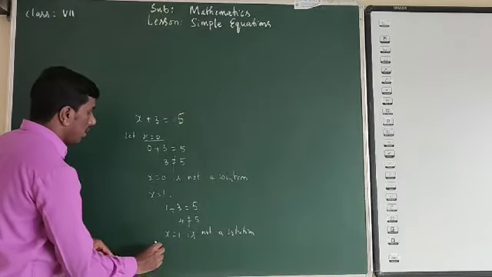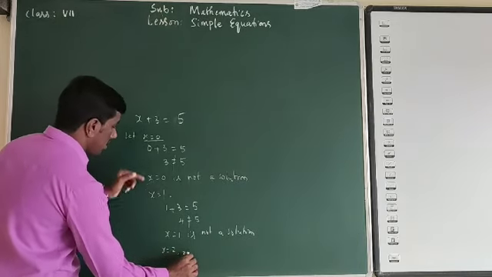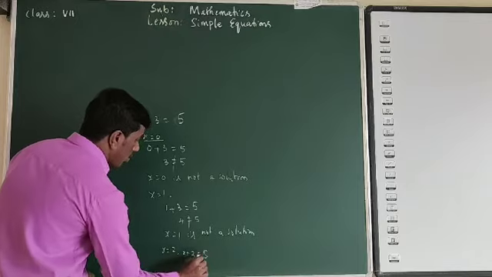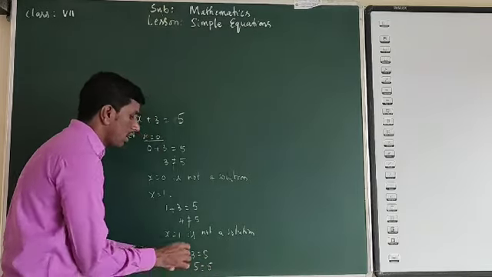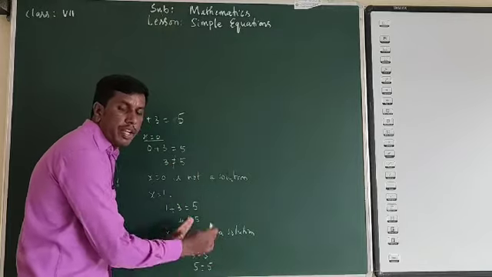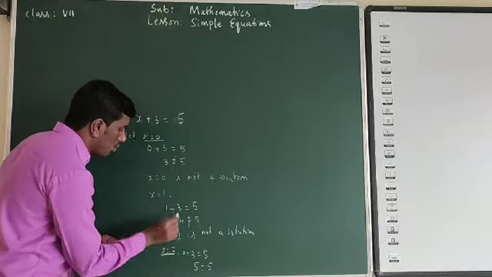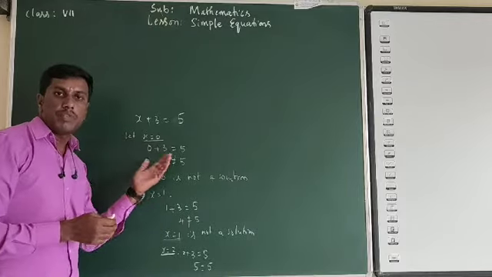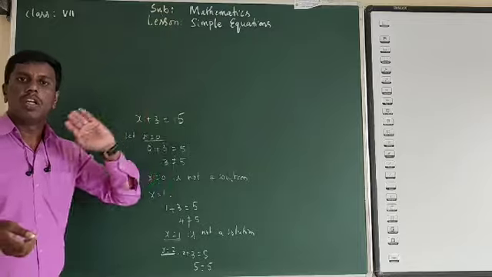Then I will go to the next value, x is equal to 2. Substituting, 2 plus 3 is equal to 5, and 5 is equal to 5. LHS is equal to RHS, so this is satisfied. x is equal to 2 is the solution for this equation.